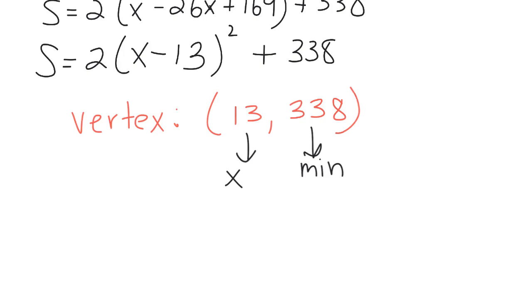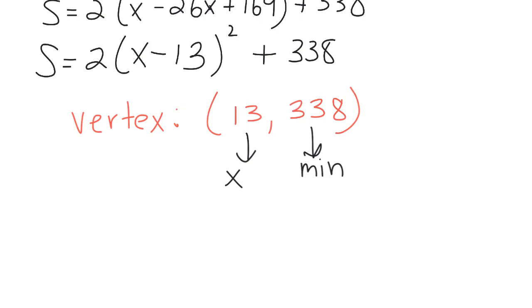The first half of the vertex is an x value, and so 13 represents x. According to how we defined our variables at the beginning of this question, we said that x represents our first number, our first missing number. So one of the missing numbers actually is 13. Now that we know that the first number is 13, we just need to find the second number.